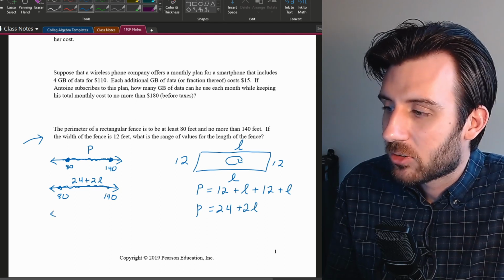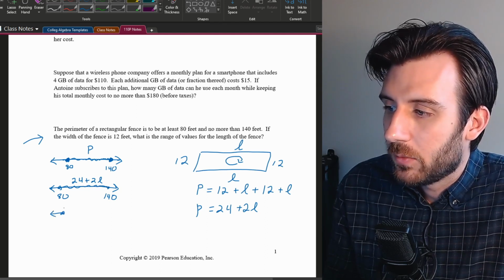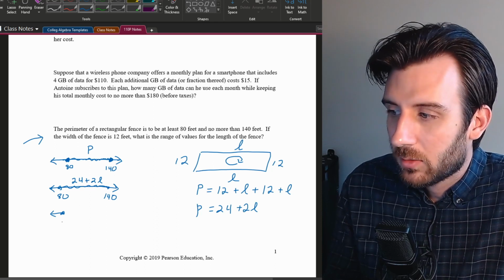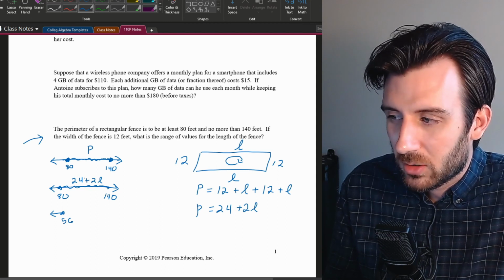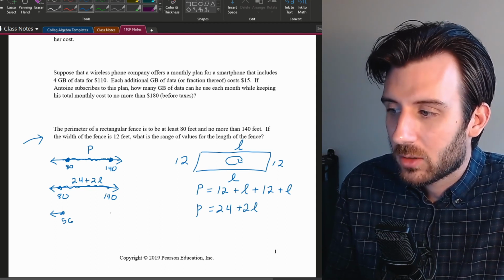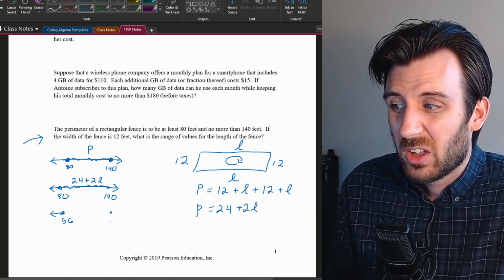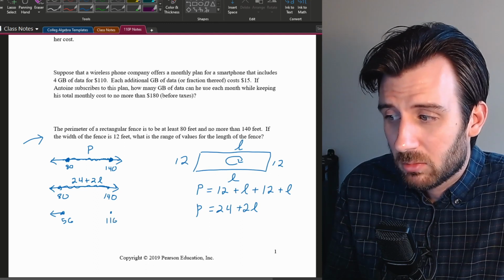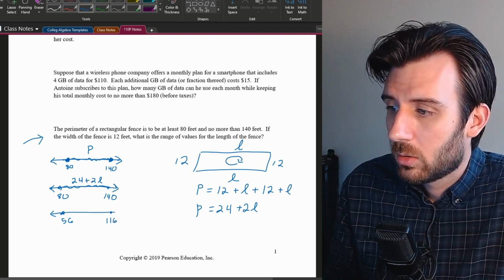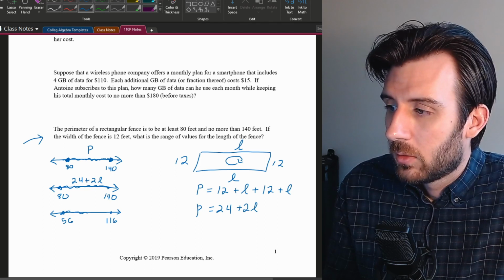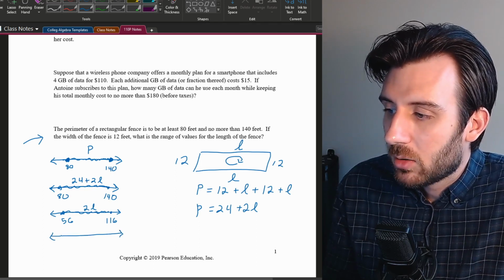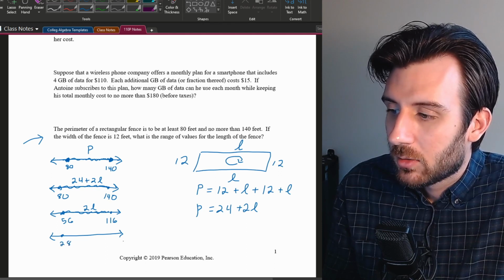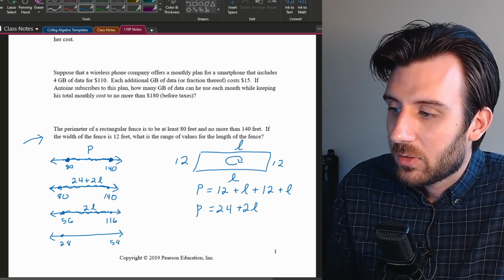Well, that would mean that my next picture would be, if I took 24 away from everything, that would leave me with 56. And then if I took 24 away from the 140, that means that I would have, let's see, 116 remaining. So that means each L could be a number between 28 and 58.